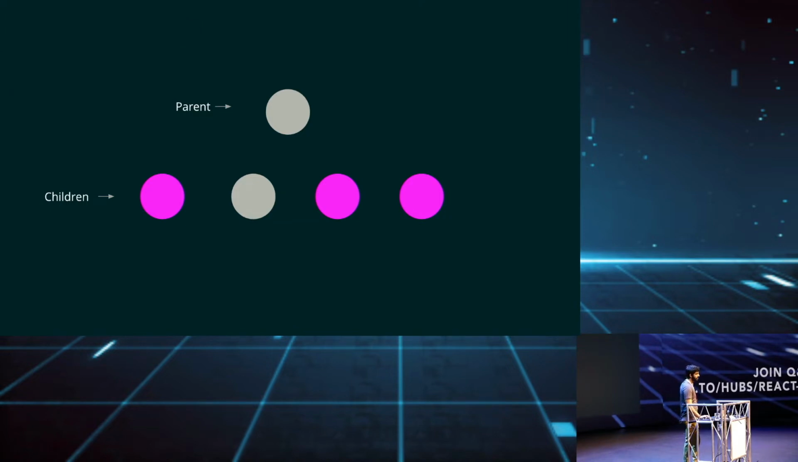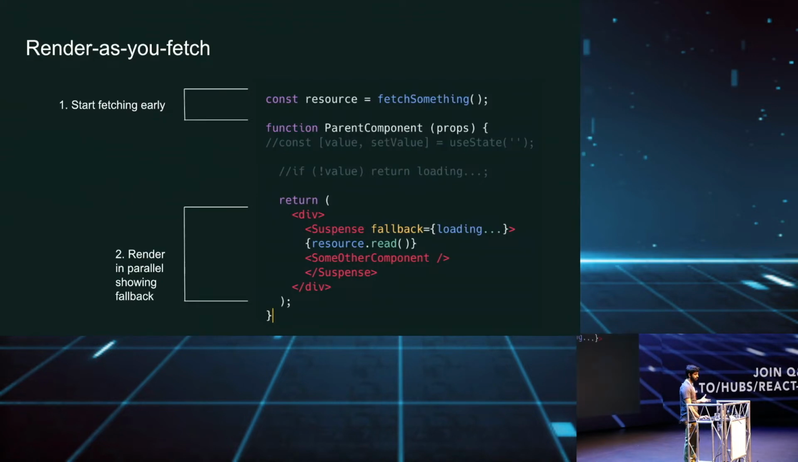Once everything is ready, React is going to render everything. It's going to start its commit phase, and it's going to render everything in a flash on the DOM. And that's how Suspense for data fetching is going to work for us.